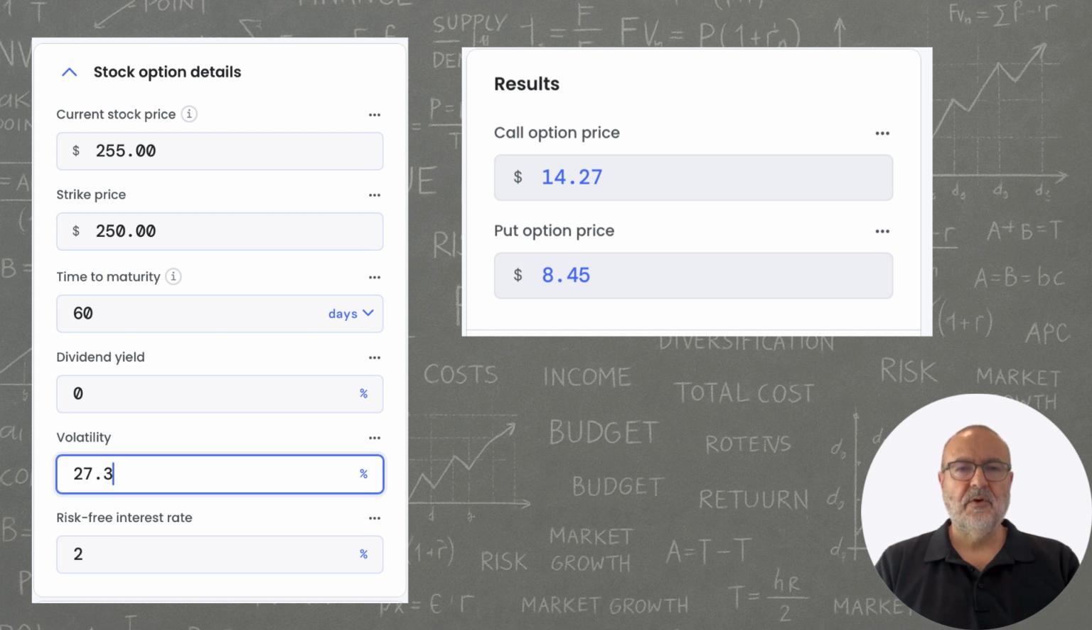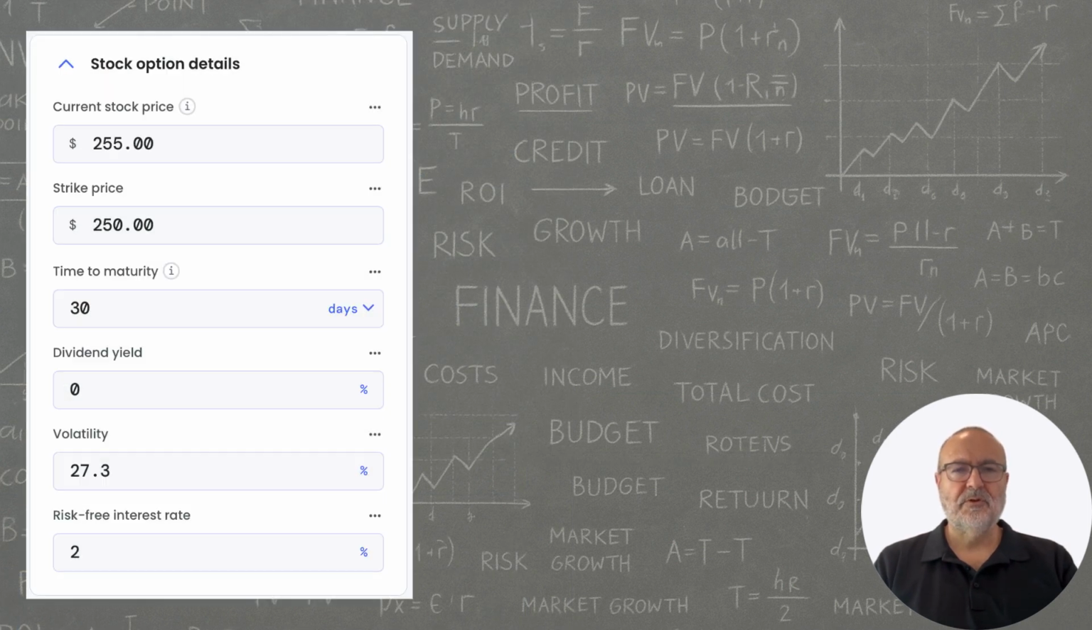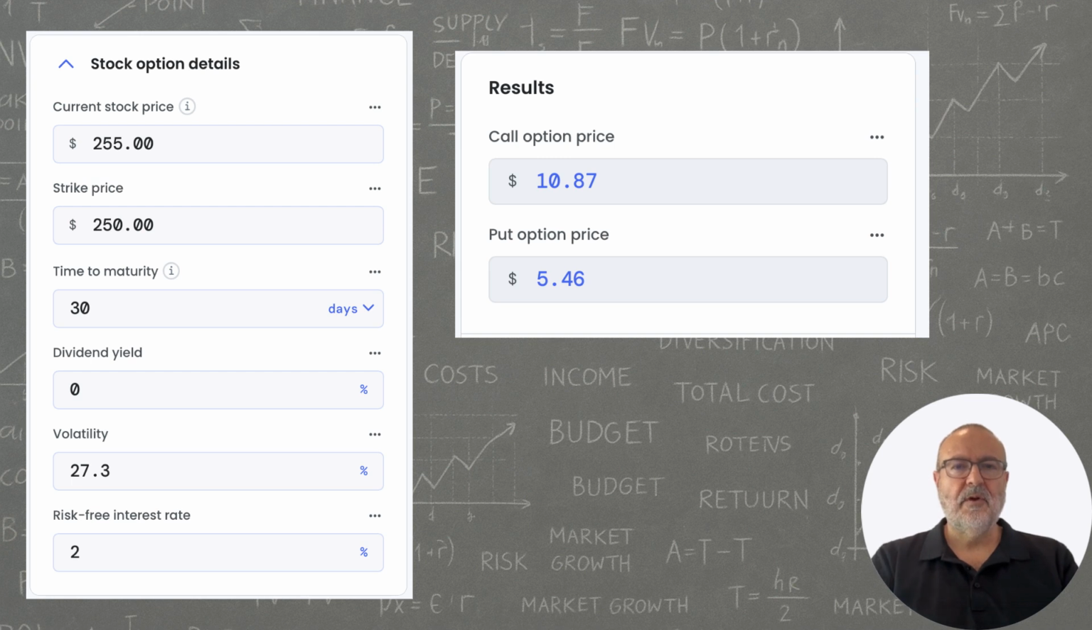We try different expected volatility levels until we get the current option price of $8.45. We then change the time to maturity to 30 days. This will give us the price of the long put option when the written put option expires. Notice that we didn't change anything else. We are expecting all else to stay the same. This expectation is the reason we chose this strategy. Notice that the price of this option went from $8.45 down to $5.46.